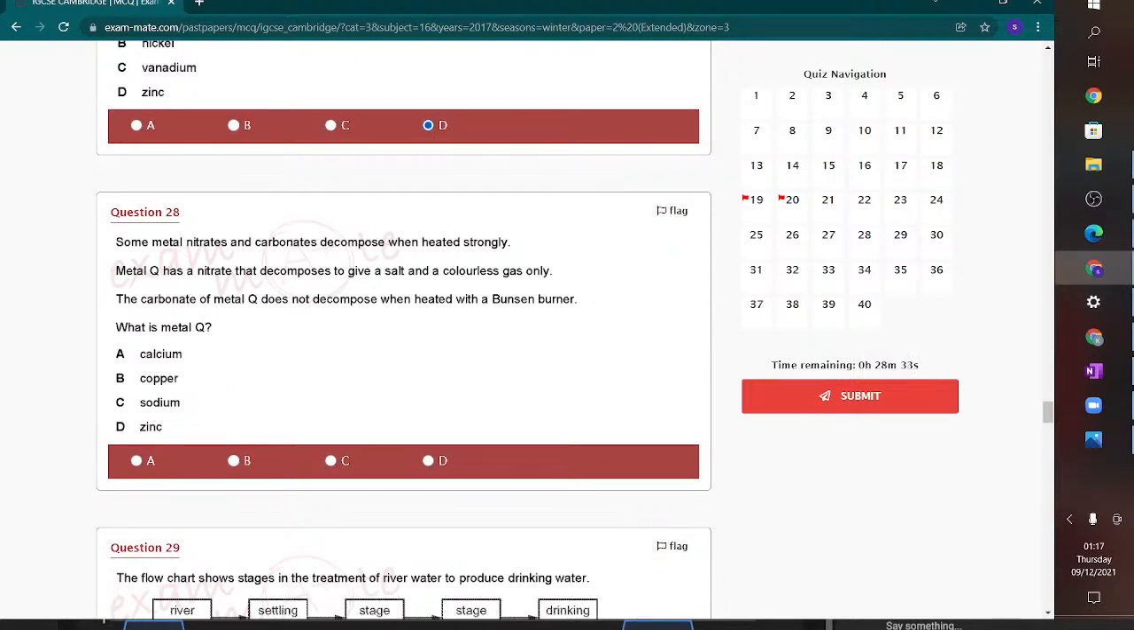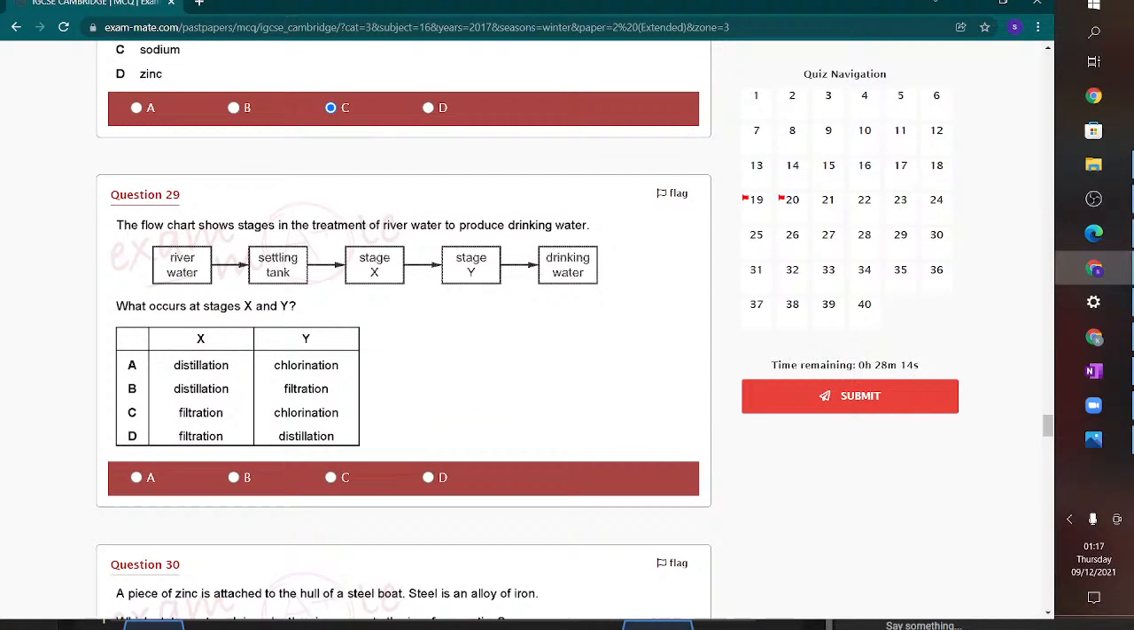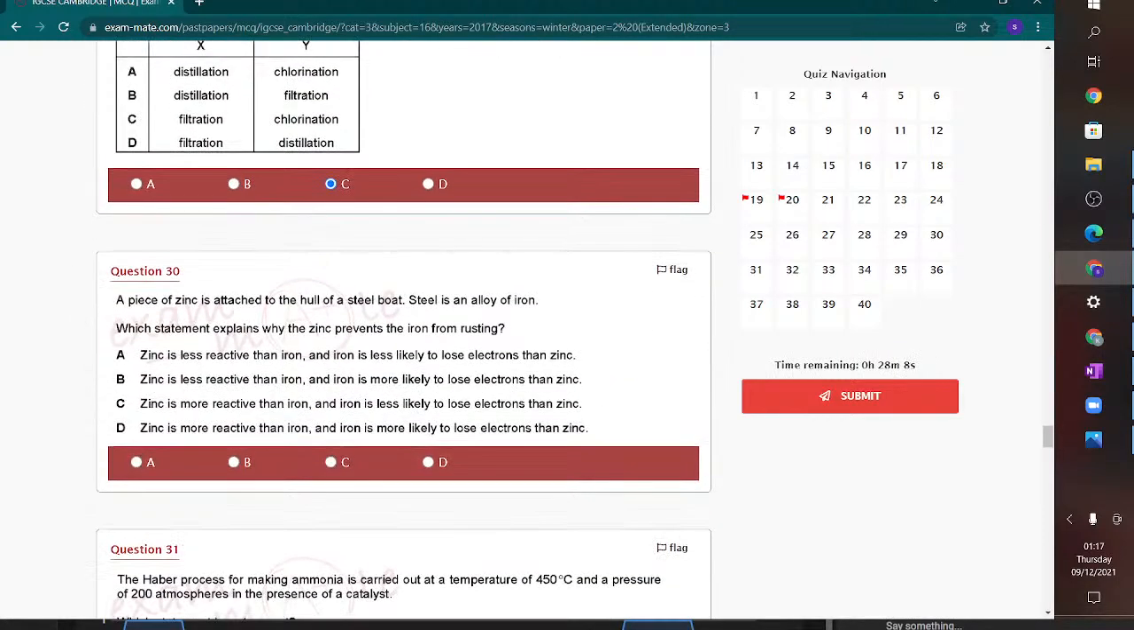Some metal nitrates and carbonates decompose when heated strongly. Metal Q has a nitrate that decomposes to give a salt and a colorless gas only. The carbonate of metal Q does not decompose when heated with a Bunsen burner. Again, sodium carbonate is a very strong compound and therefore it does not decompose like the others. We have discussed this. I think it's filtration, chlorination.